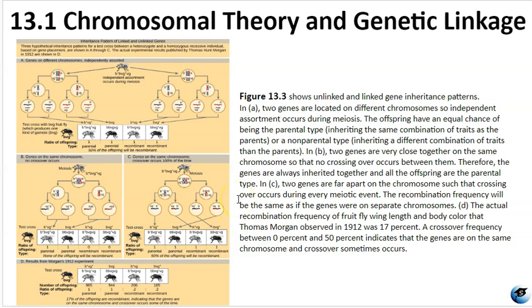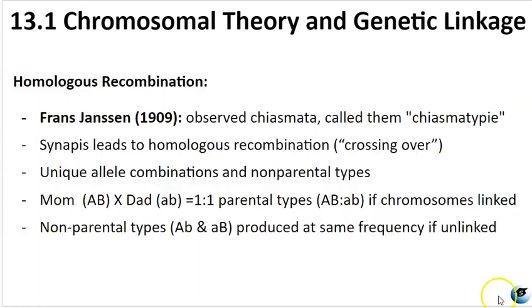And then lastly, section D down here is showing the actual recombination frequency of fruit fly wing length and body color that Thomas Morgan observed, and it was 17%. A crossover frequency between 0% and 50% indicates that genes are on the same chromosome, and that crossover sometimes occurs. Let's go a little bit deeper into homologous recombination.